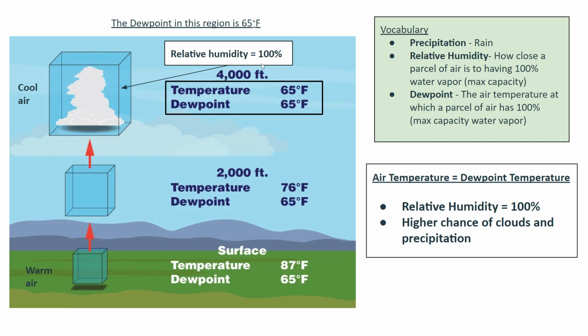This also means that the relative humidity is 100%. Remember, relative humidity is how close a parcel of air is to having 100% water vapor. If we're at the dew point, which means the temperature at which the air has 100% water vapor, then that also means that relative humidity is 100% because we're at max capacity of water vapor. So, in other words, when the air temperature is equal to the dew point temperature, the temperature at which the air has 100% water vapor, that also means the relative humidity is 100%, right? We have 100% of capacity of water vapor. And there's a higher chance of clouds and precipitation because the air can't hold any more water vapor than 100%. So it's going to start releasing that into water droplets to form clouds and even rain.